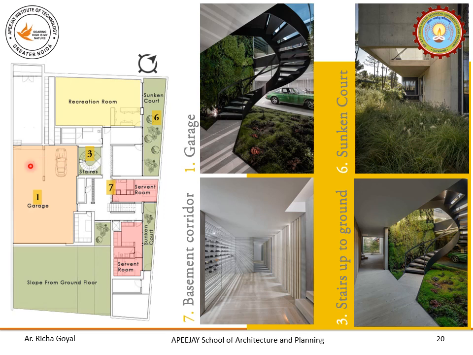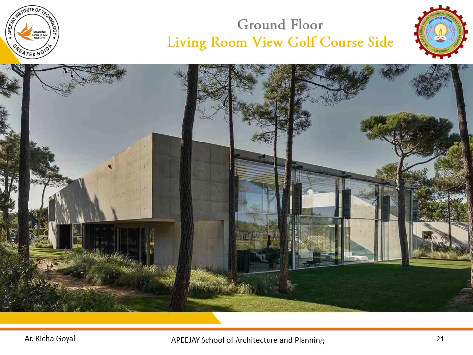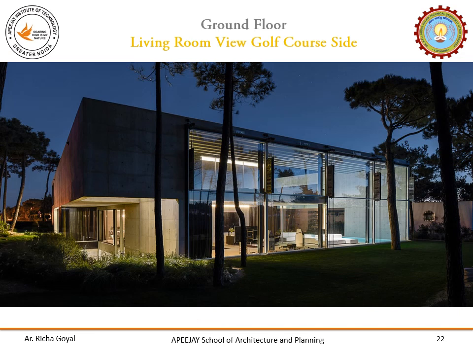Here we can see the garage and the spiral staircase, which is shown in image 1. Then we have the basement corridor, which is image 7, and image 6 showing the sunken court. And here again we have a small picture of the staircase. This is showing the rear view of the wall house, also showing the extensive use of glass walls. This is again a night view of the rear side of the house.